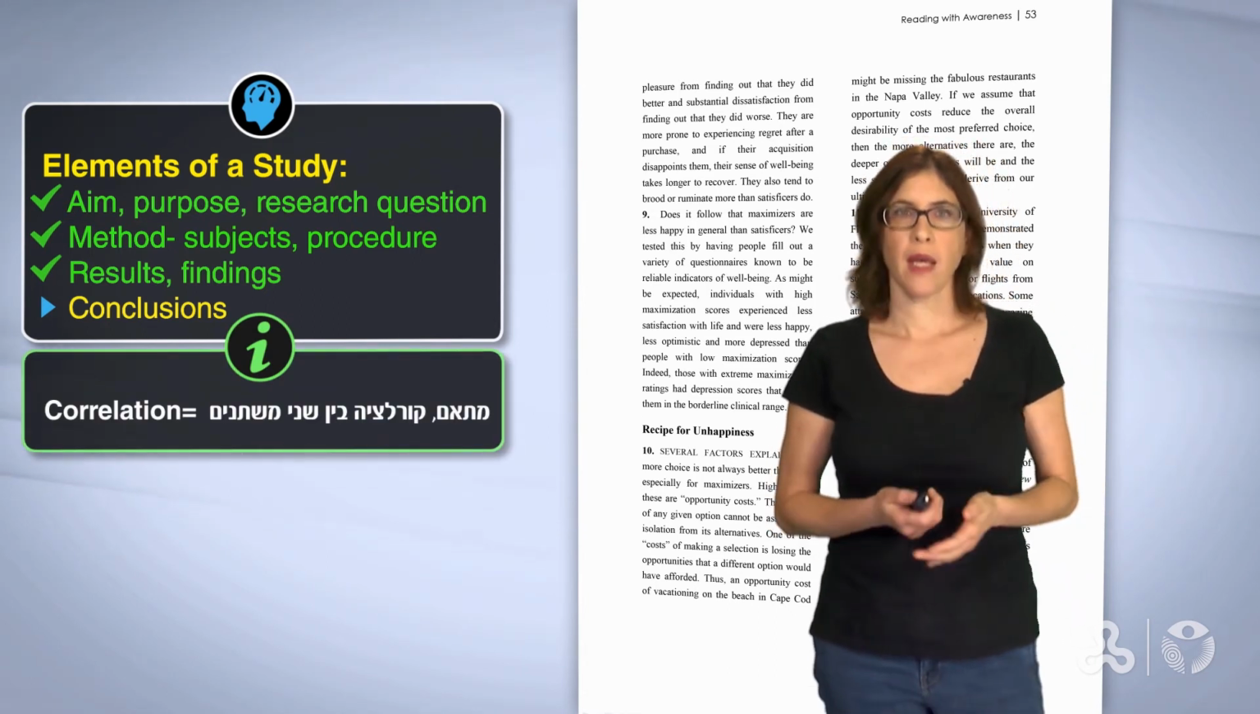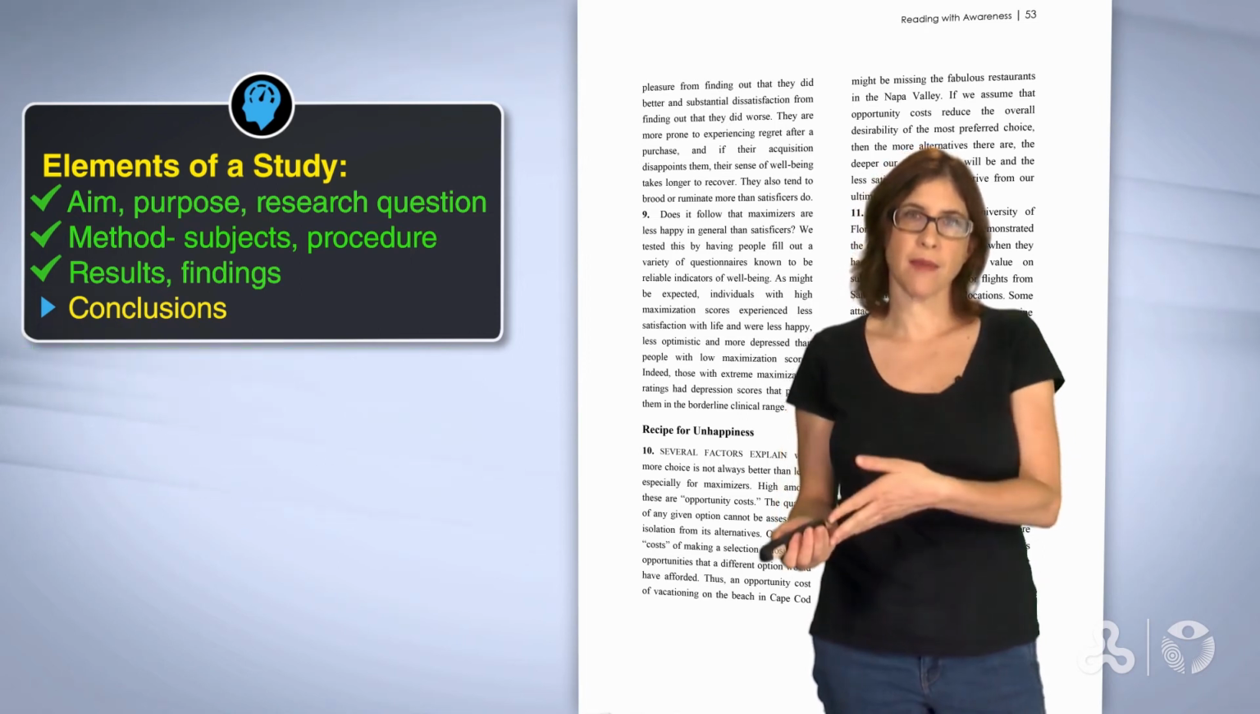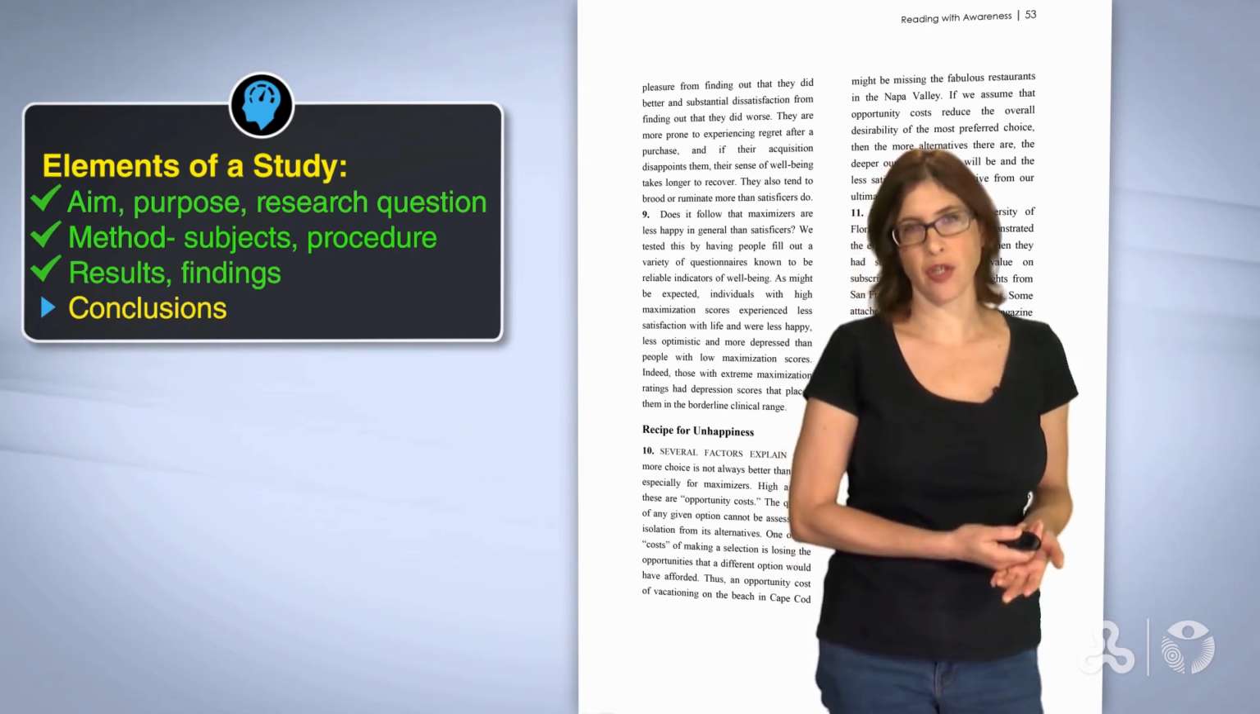between two variables. Here, the correlation is between maximizing and happiness or satisfaction.